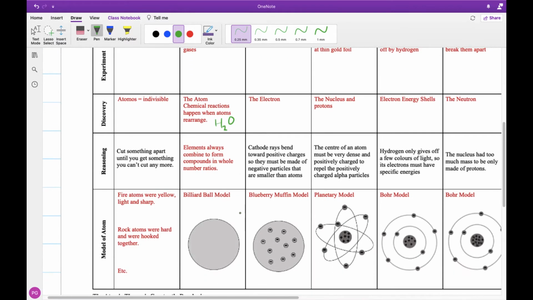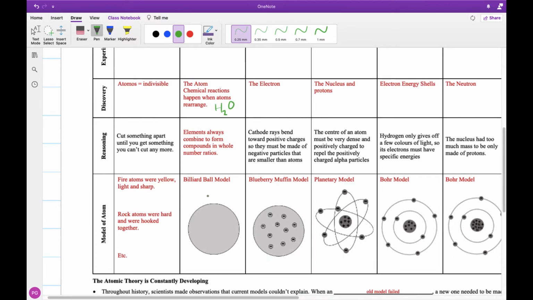And he proposed the atom looks like a billiard ball. So for anyone here who's played pool before, the game, he imagined these as spherical balls that were really solid, and that's what made up an atom. Now they might be different sizes, but this is what he figured they would look like.